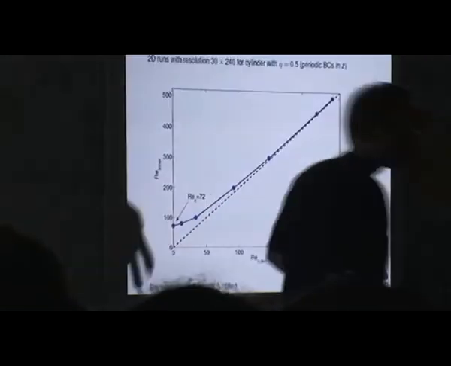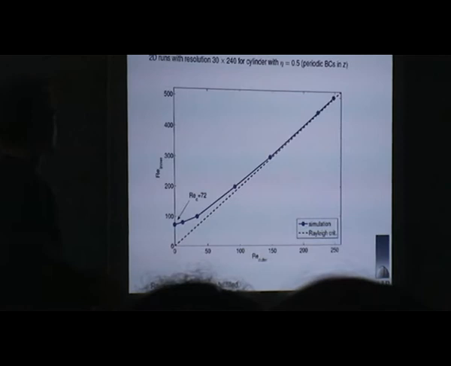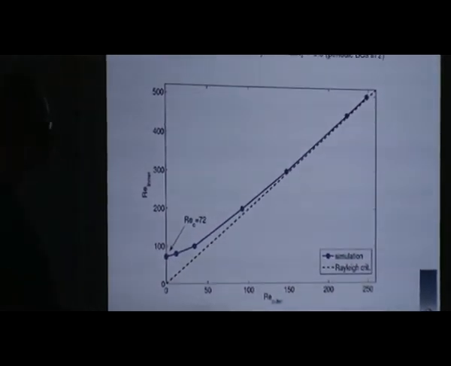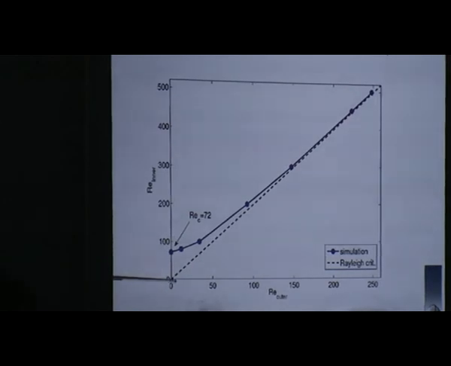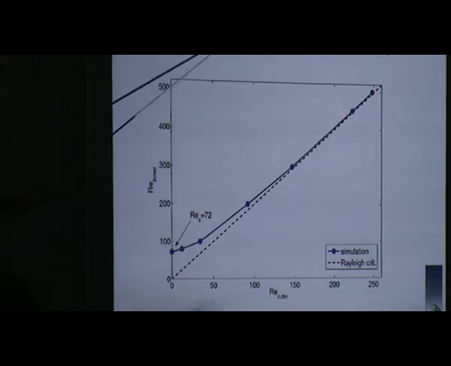The first was to study the influence of the rotation rate of the outer cylinder. I think everybody knows that if the outer cylinder doesn't rotate, there's a critical Reynolds number around 70. For this one, I am using 30 grid points in the radial direction and 240 grid points in the axial direction. So gamma was 8, but I applied periodic boundary conditions. I found a critical Reynolds number of 72.